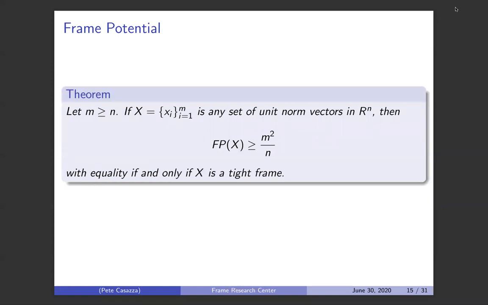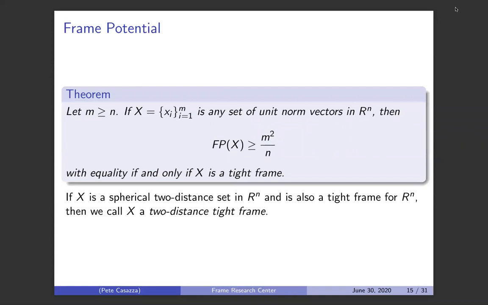They essentially proved this result. If I had a set of unit norm vectors, then the frame potential is always bigger than m squared over n, and we have equality if and only if X is a tight frame. If X is a spherical two-distance set and is also a tight frame, then we'll call X a two-distance tight frame. So this is actually the group we're going to study, two-distance tight frames.